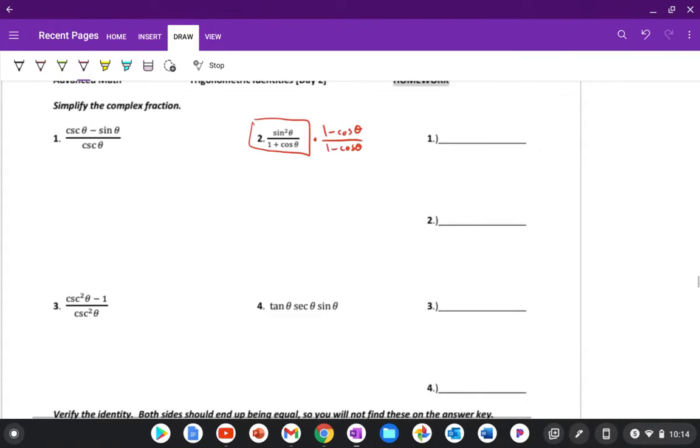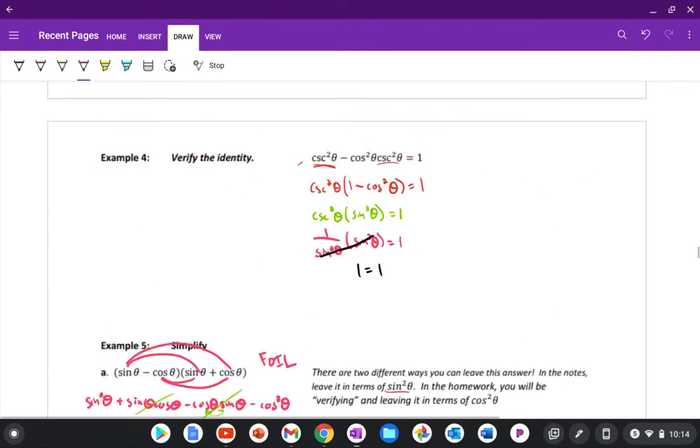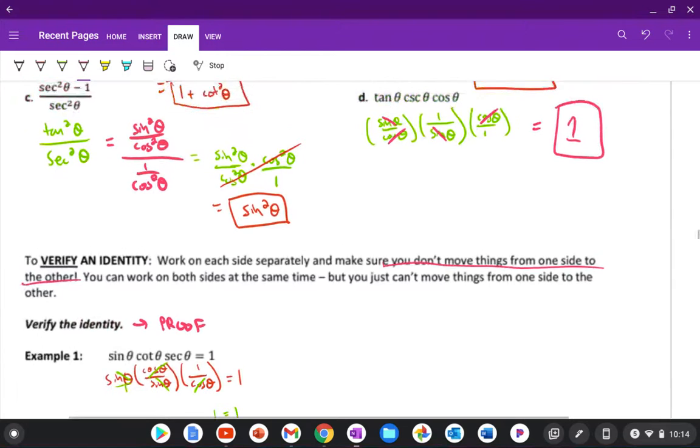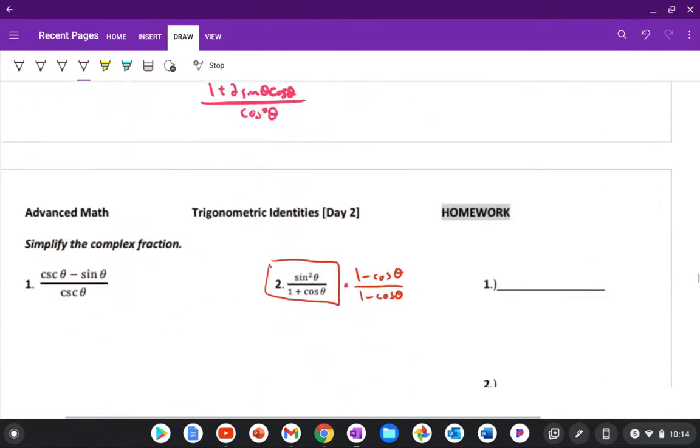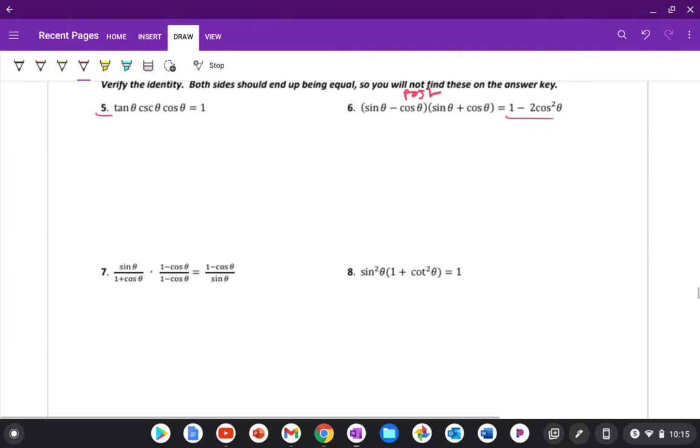On your homework assignment here, you can see you've got a few with the fractions and replacing. Those should be very similar to the first 4 that we did up here. You've then got some where you have to try to verify. To do this, remember, you try to make one side equal the other. So in most cases, you're going to try to make the left side equal the right side. This first one, you should just be replacing. So number 5, you should just be replacing these. This next one, you are going to need to FOIL that and see if you can get it to look like this. I think that should be doable.